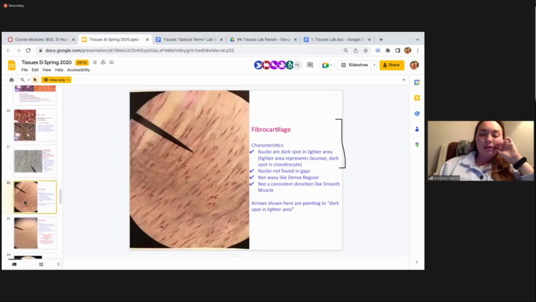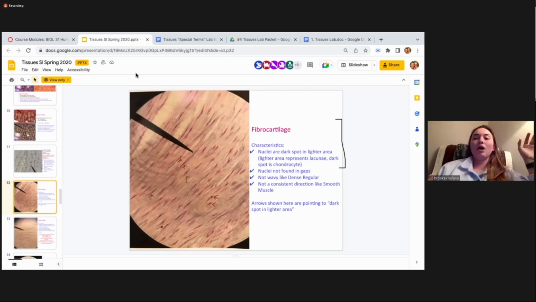So fibrocartilage is what I used to get the most confused. Initially it looks the same, but we're going to show you why it's different. Do you guys see the gaps? But do you see how the gaps aren't consistent? There are random weird ones up at the top and down at the bottom, and this is like a massive gap. They're weird. And then you might be saying, well, what about this little tiny one?